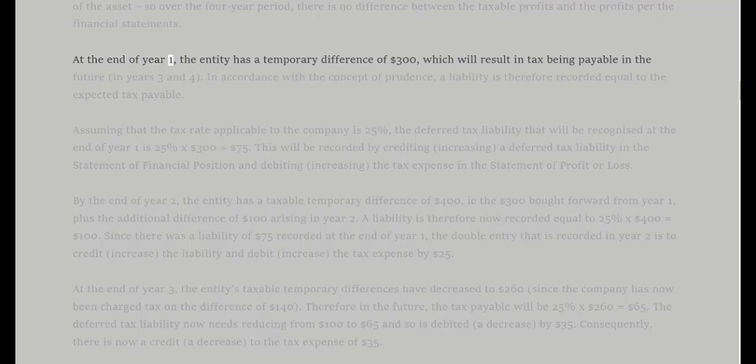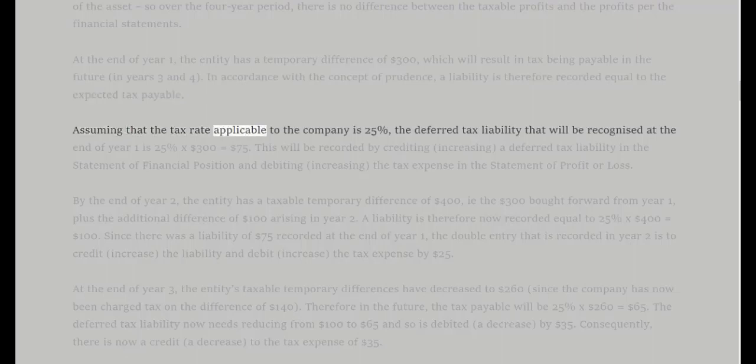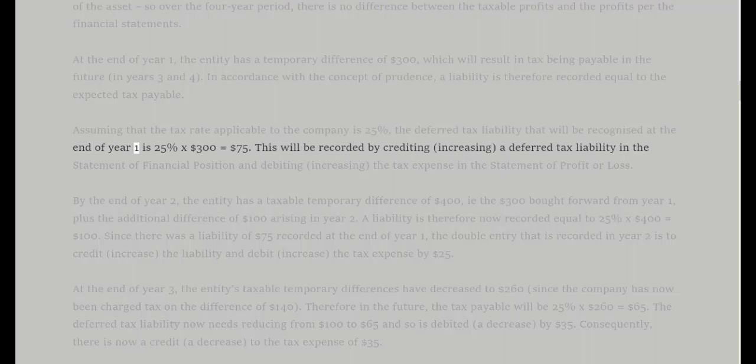At the end of year 1, the entity has a temporary difference of $300, which will result in tax being payable in the future, in years 3 and 4. In accordance with the concept of prudence, a liability is therefore recorded equal to the expected tax payable. Assuming that the tax rate applicable to the company is 25%, the deferred tax liability that will be recognized at the end of year 1 is 25% x $300 equals $75.